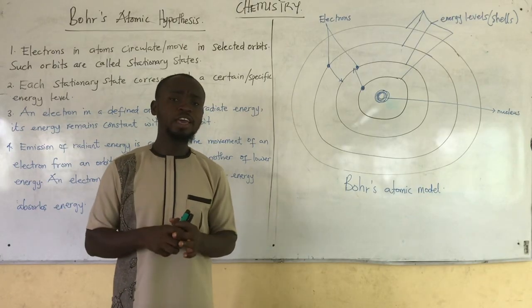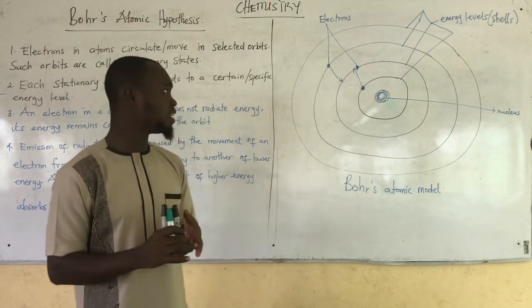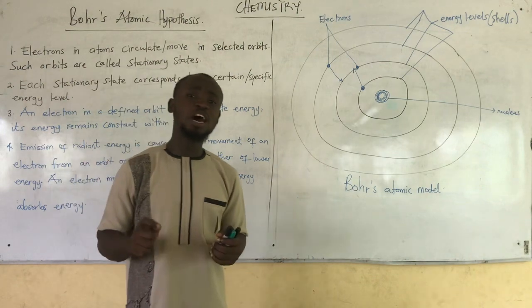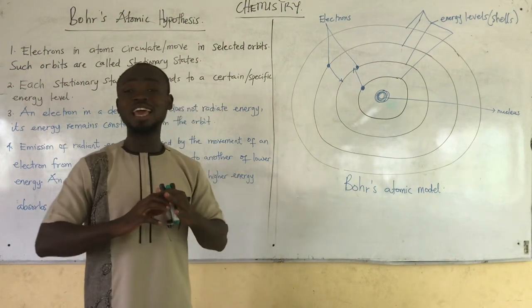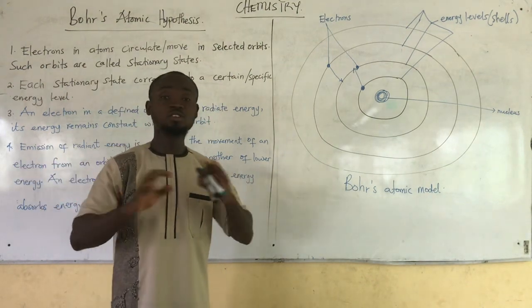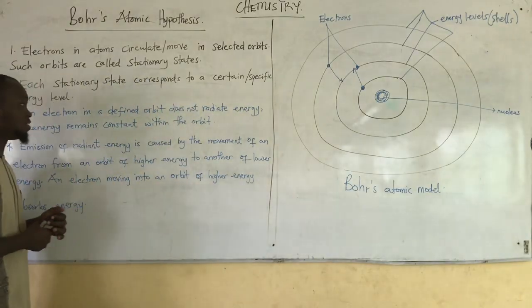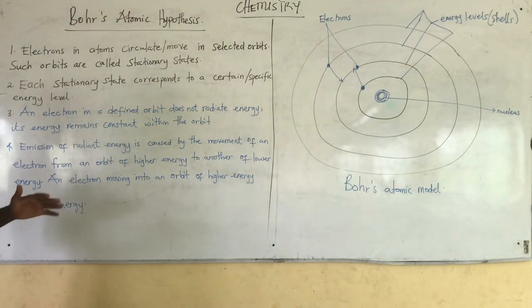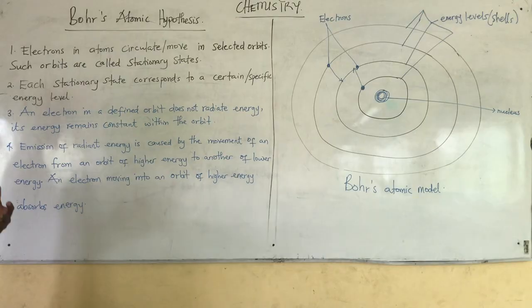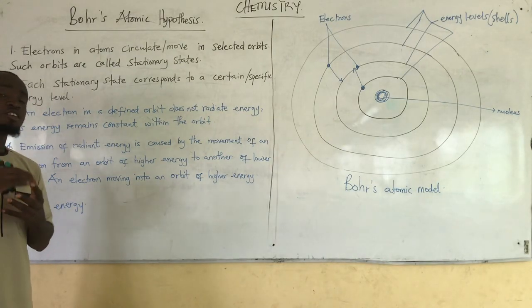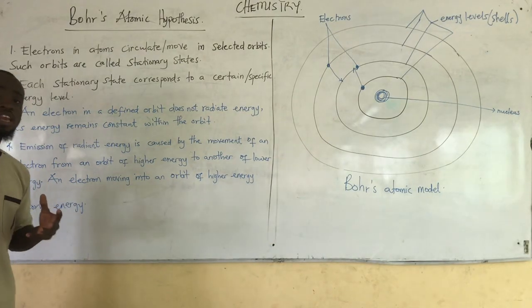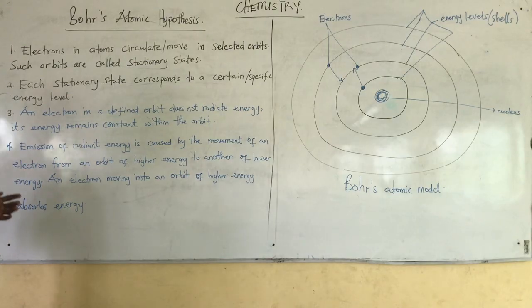But Bohr explained that the electrons moving around the nucleus don't emit any energy at all. They don't radiate any energy. The energy is kept constant within the orbit. It is not emitted while the electron is moving around the nucleus.